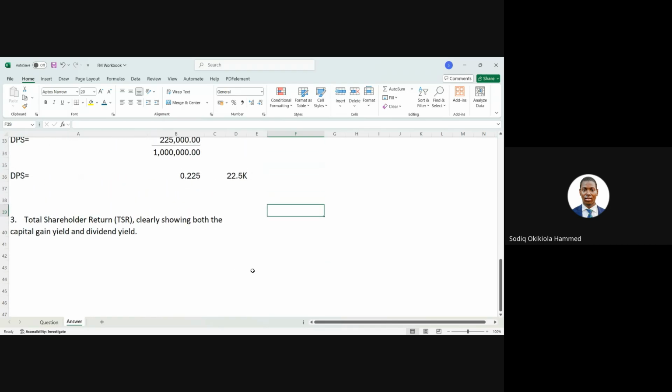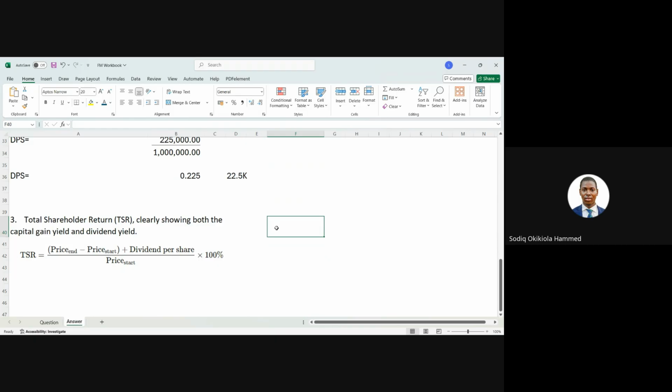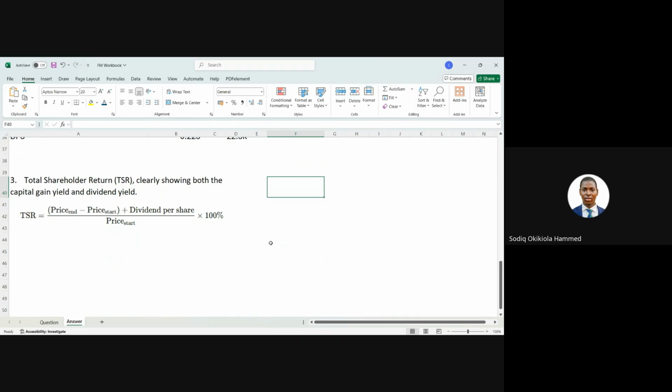So last one, total shareholder return. We want to know both the growth in shares and the dividend. So what will be the total shareholder return in the company? The formula is this. Total shareholder return is equal to the share price at the end of the year minus the share price at the beginning of the year, which gives the growth in shares, plus dividend per share, divided by share price at the start, multiplied by 100.